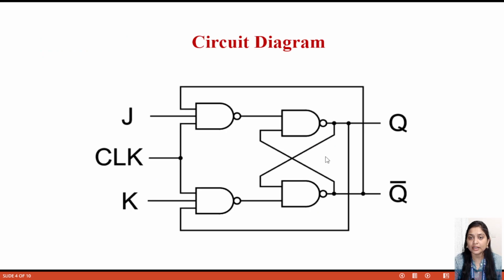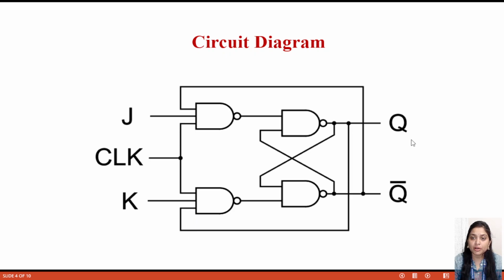This is the circuit diagram. Here basically 4 NAND gates are used, and the basic principle is the NAND gate principle. Based on the NAND gate principle, the JK flip-flop works. Consider this one NAND gate 1, this is 2, 3 and 4. NAND gate 1 has one input J, another input clock, and the third input connected to Q bar, the complement of Q. NAND gate number 2 has one input connected to K, another to clock, and another connected to Q.